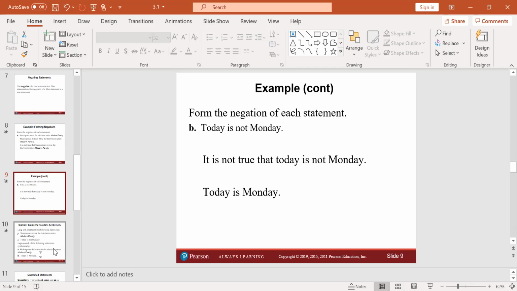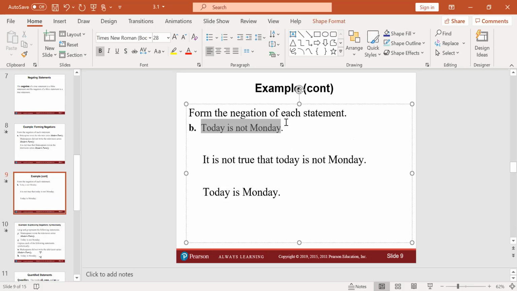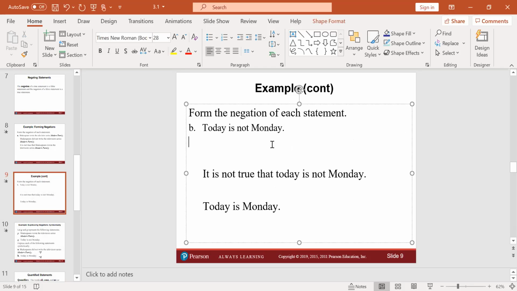If you start with the statement, today is not Monday, let's do this one. The opposite sentiment, aka the negation, would be that today is Monday. Pretty simple. You take the opposite statement. It doesn't always mean you put the word not in there. Sometimes it means you take the word not out.